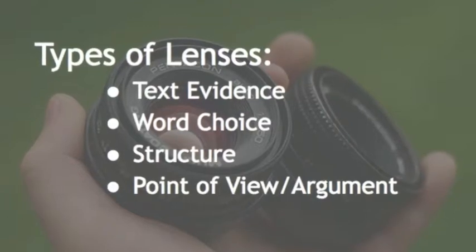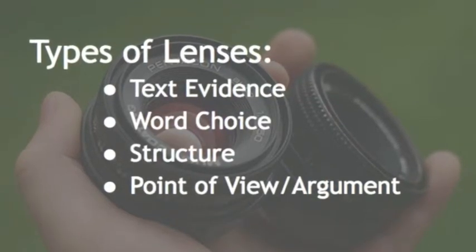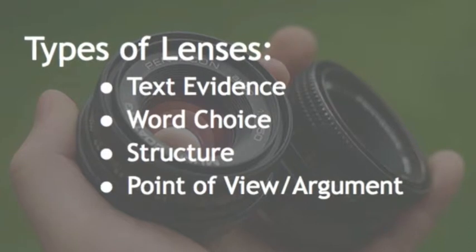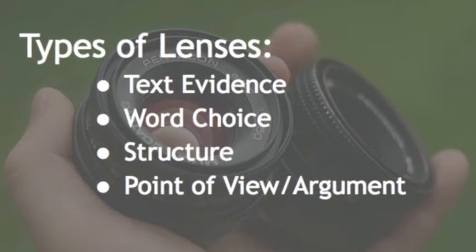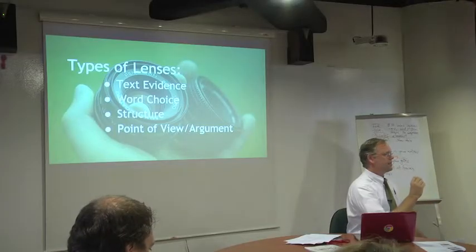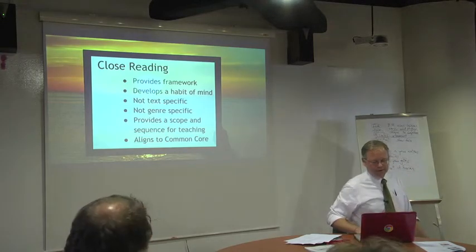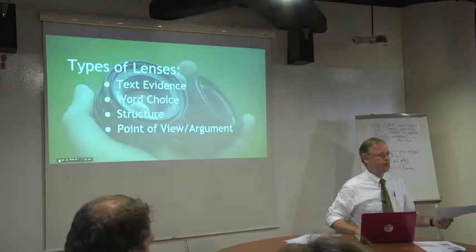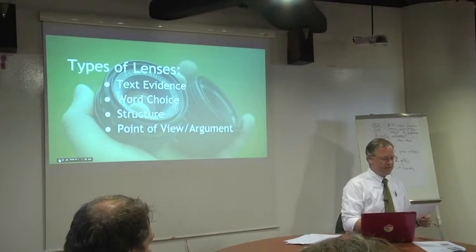The last one is point of view and argument. And Kate and Chris recommend that that lens should be done kind of after all the other lenses, only because it's kind of using all the other pieces together. It's using word choice, it's using structure, it's using text evidence.